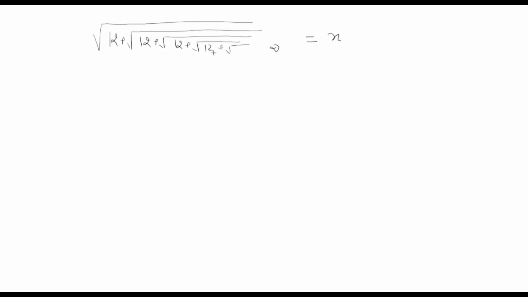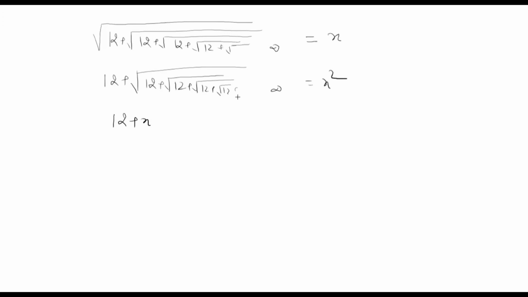Okay. And then what we do is we square it on both sides. So what happens? This will become 12 plus again a square root of 12 plus a square root of 12 plus square root of 12 plus square root of 12 and so on and so forth, right? So to infinity, this becomes x square. So this is again x itself because this is a sequence which is repeating, right? So this becomes x itself because there is nothing changing here because it goes to infinity.